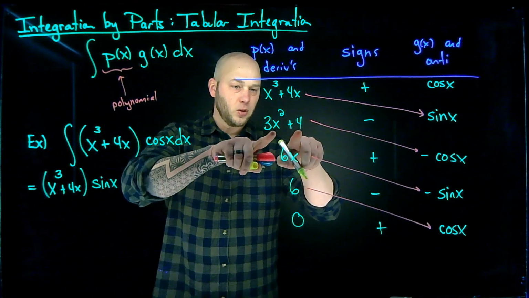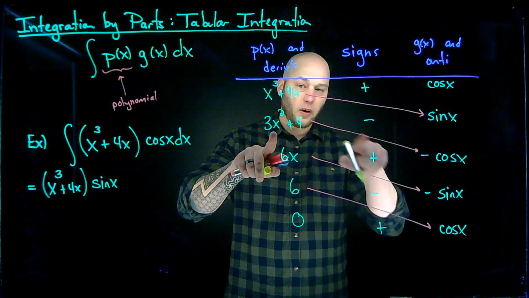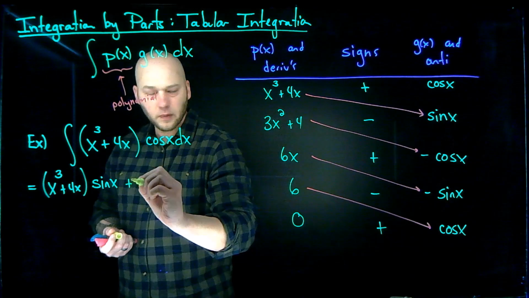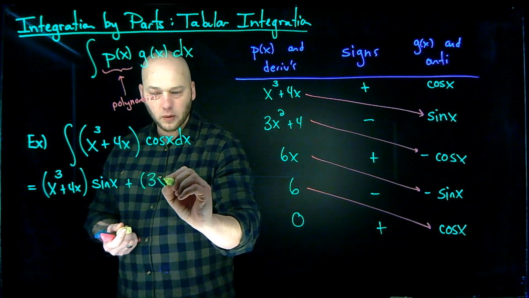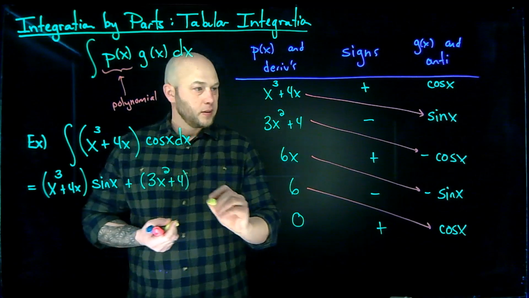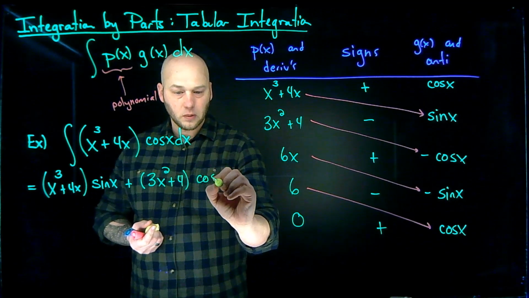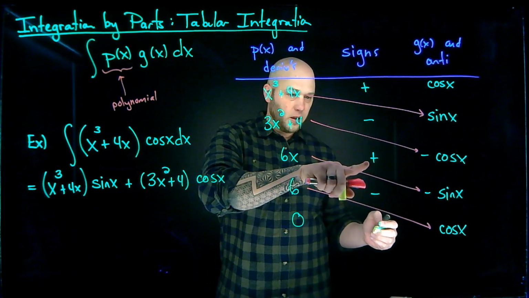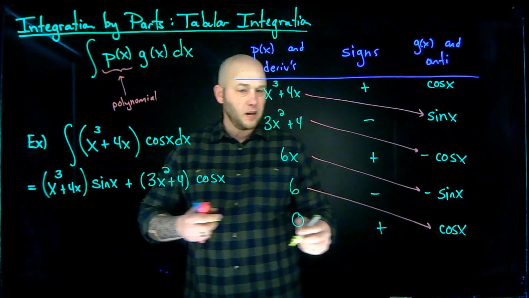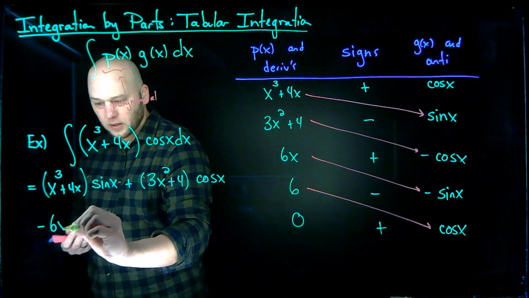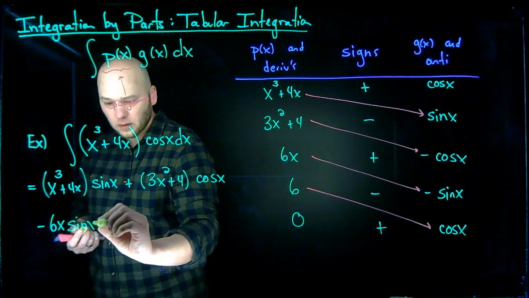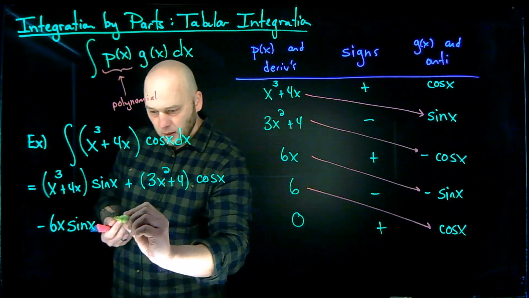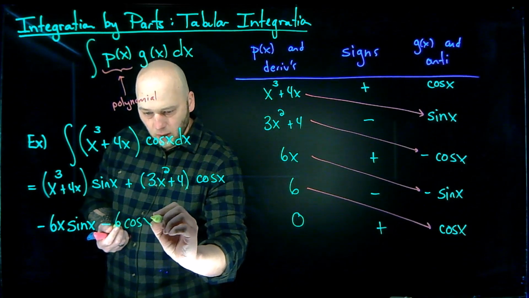And then here I've got this quadratic, a negative with another negative, right? These are all multiplied together. Negative and negative is positive, so this would be positive 3x squared plus 4 times the cosine of x. Then the third term, I've got 6x, negative sine x with a plus in front, so the product of those three would be negative, meaning I would have negative 6x sine x. And then the last term would be negative 6 times cosine, so negative 6 cosine of x plus c.